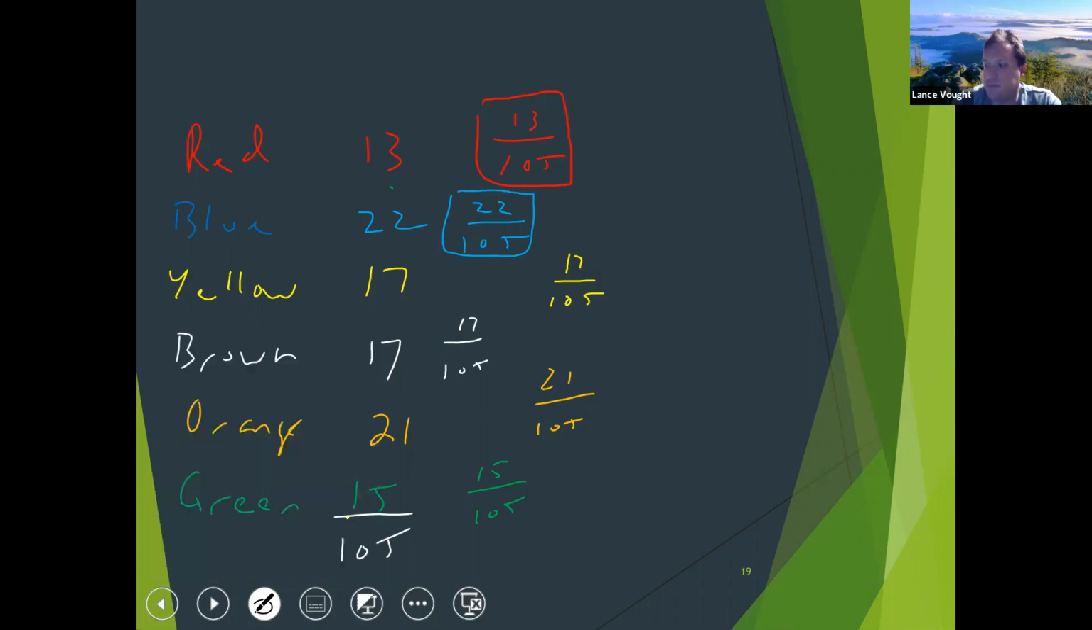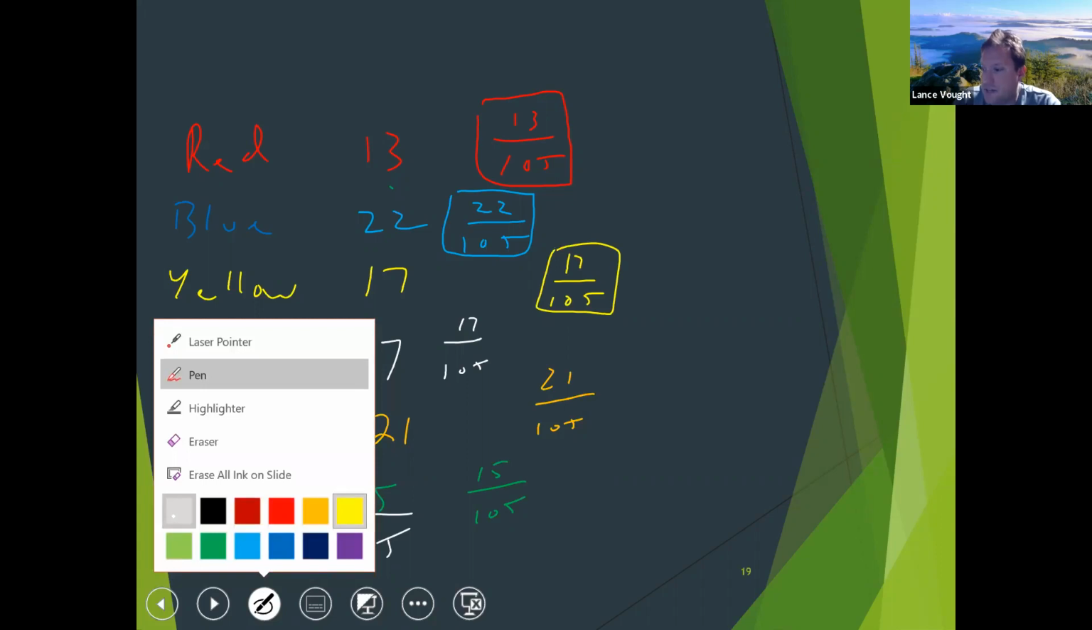Can yellow be simplified? Yellow cannot be simplified because 17 is a prime number and 105 is not divisible by 17. So this one is not simplifiable. And brown is the exact same ratio, so that's the case.